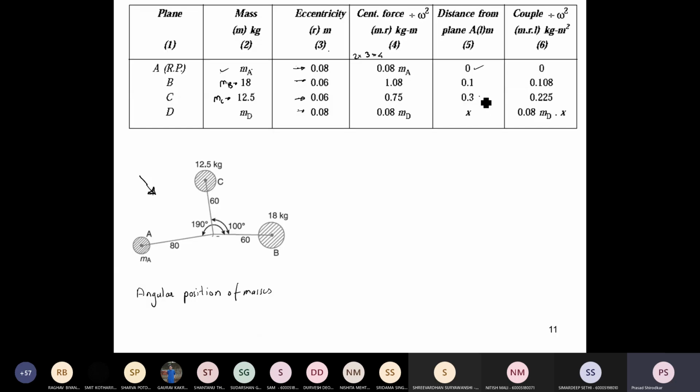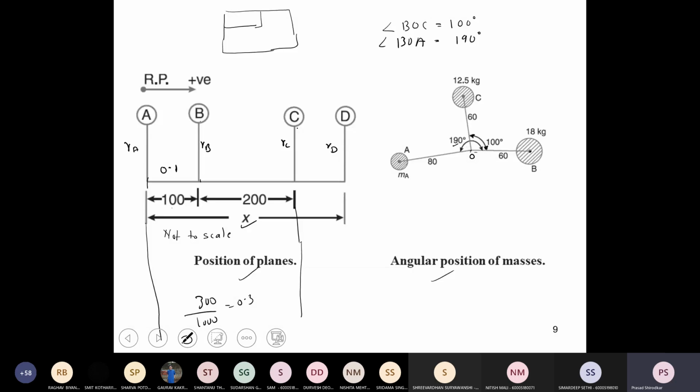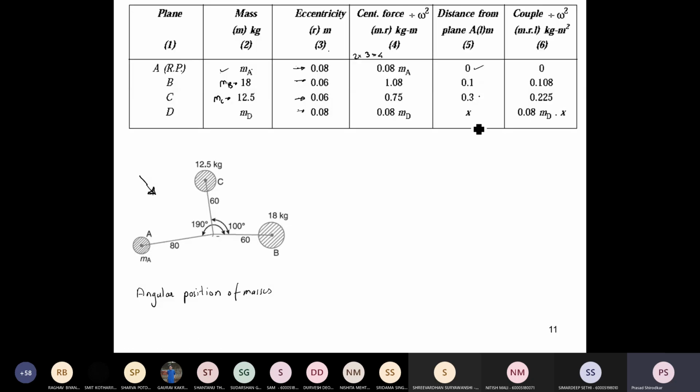So that is equal to 0.3. Alright. And distance of D from A, that is not known. So we have marked it as x. So in the angular position diagram, why have we not shown mass D? Because we don't know the angular position of mass D. Okay, that we have to find out.